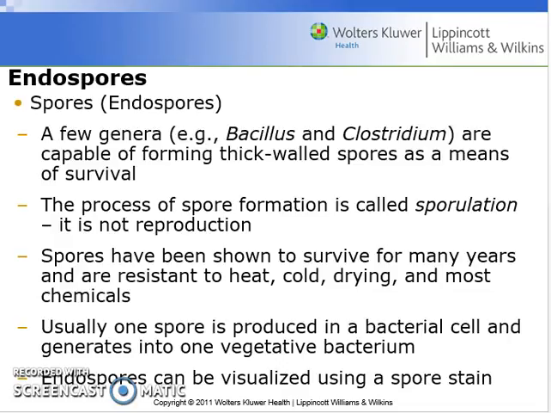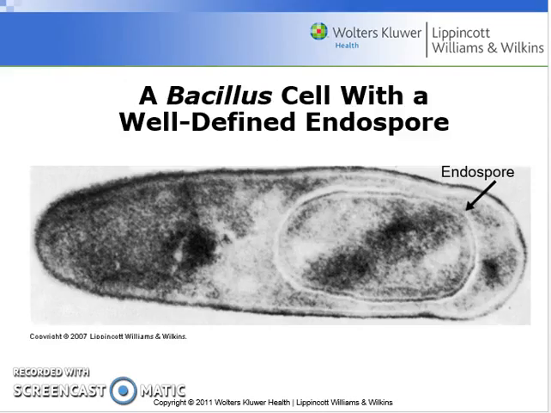So in order for us to figure out if certain bacteria employ this technique to survive, we use a specialized stain called the endospore stain, where you add a dye called malachite green and you use heat or steam to infuse that malachite green into the endospore so that we can visualize it. And here's a nice image of what an endospore looks like. So remember, these are not reproductive structures, they're survival structures.